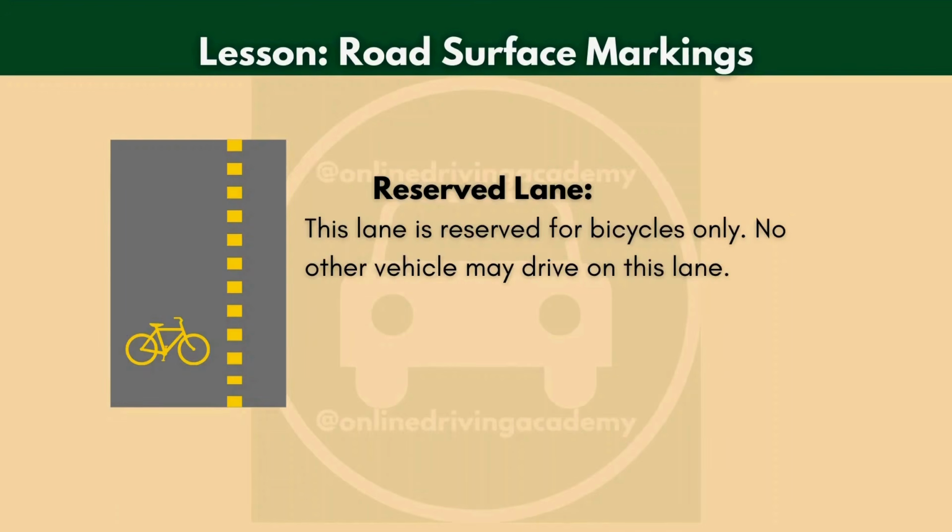Now we can see a bicycle icon there. So this obviously means that the lane is reserved for bicycles only, right? No other vehicle may drive on this lane.